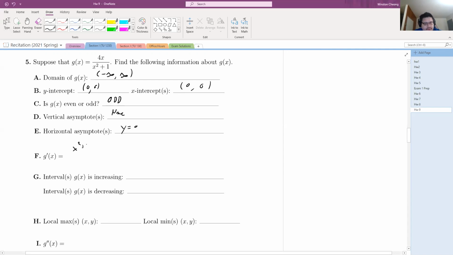So x squared plus 1 times 4, minus 4x times 2x, over x squared plus 1 quantity squared, I think. Minus 8x squared plus 4x squared. So that's a minus 4x squared plus 4 over x squared plus 1 quantity squared. And then I can pull a minus 4 out of that, and I'll get x squared minus 1.